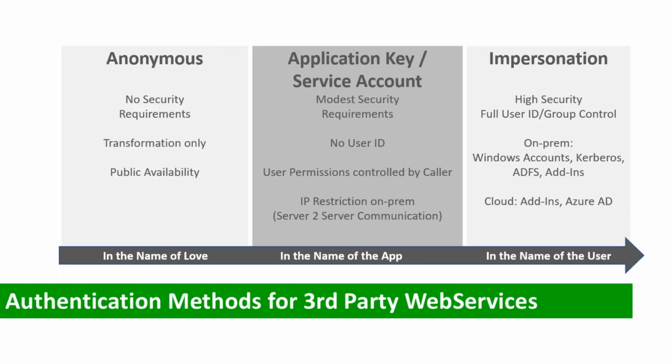Okay, a short overview of authentication methods for third-party web services. You have basically three ways to go. The first is, in the name of love, anonymous authentication. This is obviously not what we are using here. And it is only good if you go with almost no security requirements. This is okay if you have a web service, for example, that only does transformation. You send form data there and get back a PDF, okay?